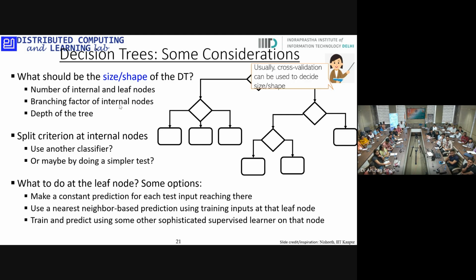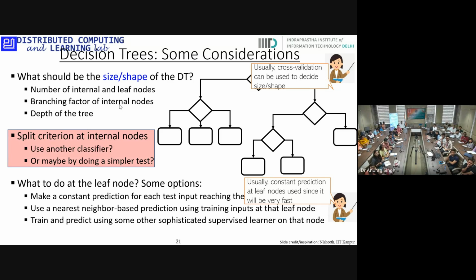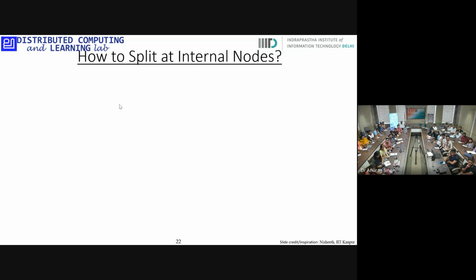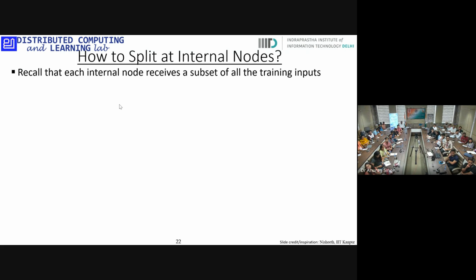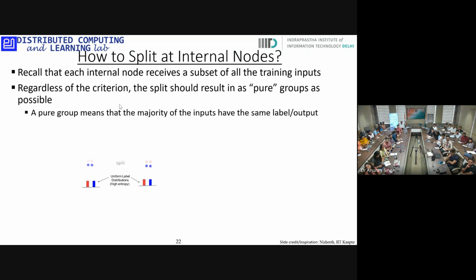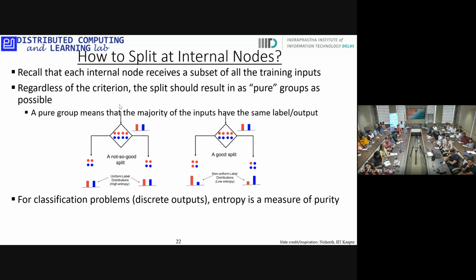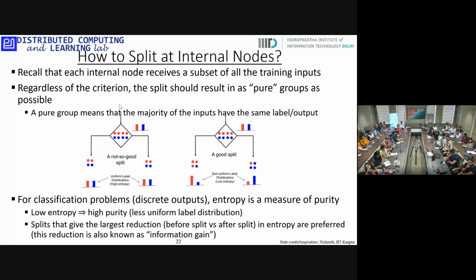Okay, so the split criterion at internal nodes. If your classifier is not working optimally, then you should change the classifier. At the end, figuring out where to partition depends on the choice of classifier. Okay, let me skip this one. I think the idea is clear.